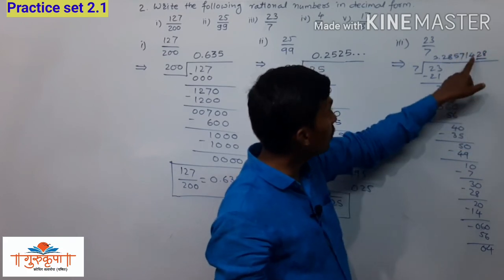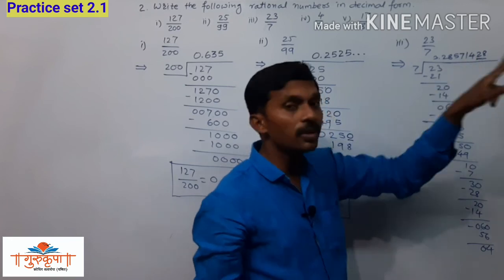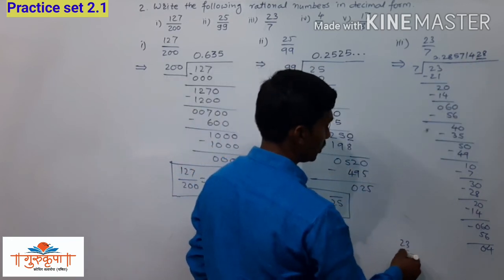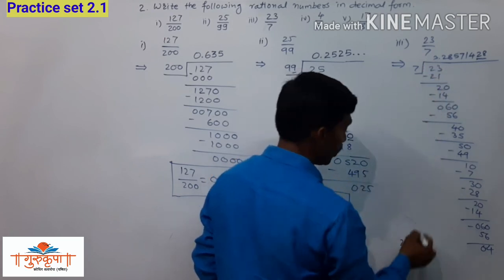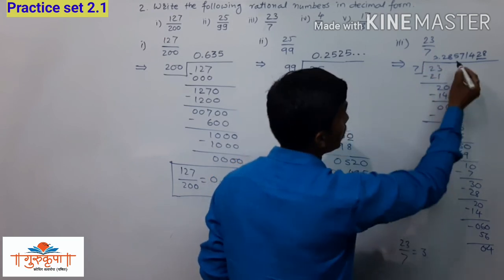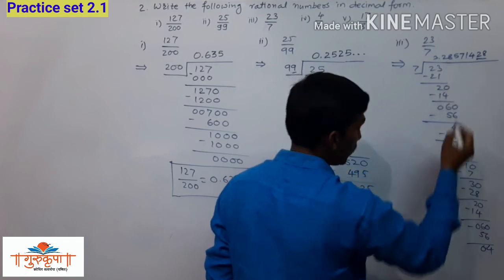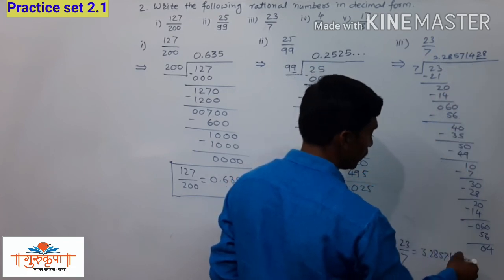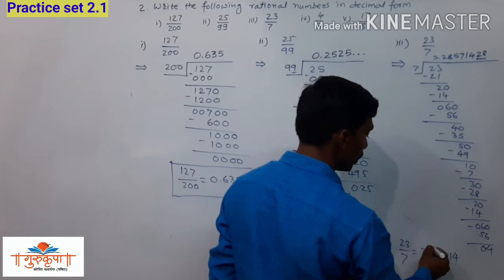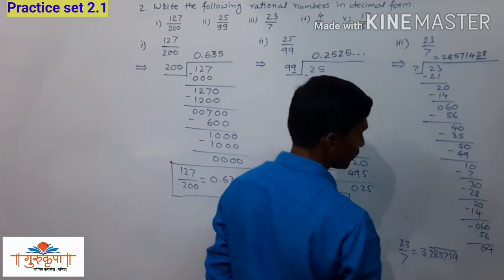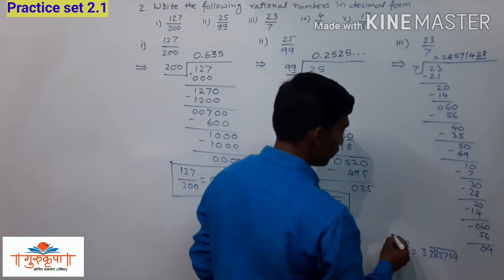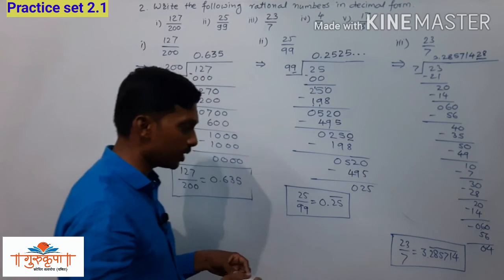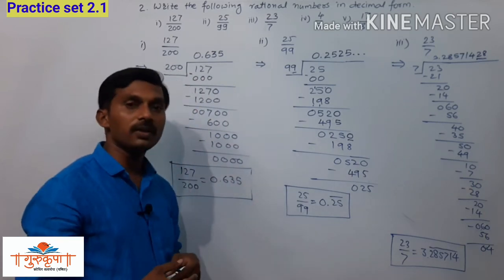This group of 6 digits is going to be repeated, since our answer for 23 upon 7 is equal to 3, and 6 digits are going to recur: 285714, 285714, again 285714. So we have to put the recurring sign here, and this is our final answer. 23 upon 7 is equal to 3 point recurring 285714.